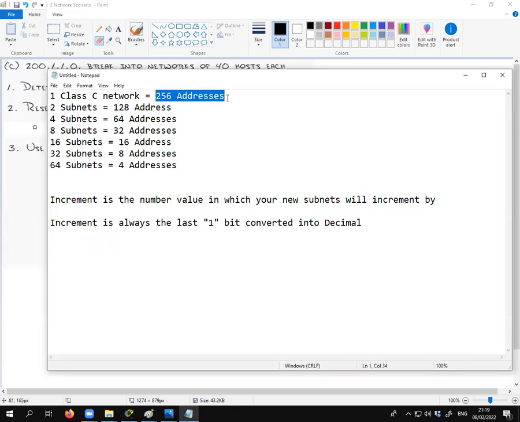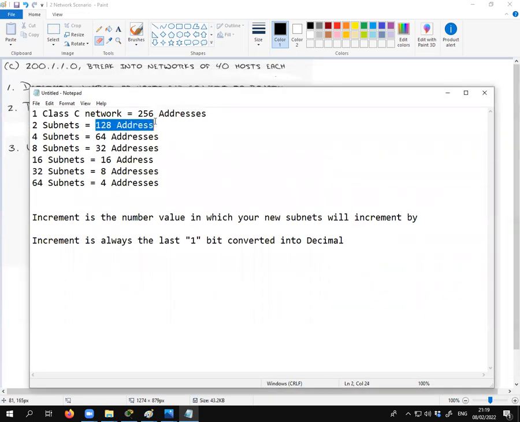So 256 does satisfy it, but we want to have as many as possible. 128. Yeah, we could make more though. 64. Well, what about this one? 32. Well, we can't make 32 because we're shy. So we need to go as far as 64. So we need to end up here. 4 subnets with 64 addresses.